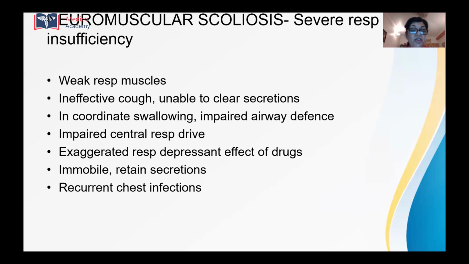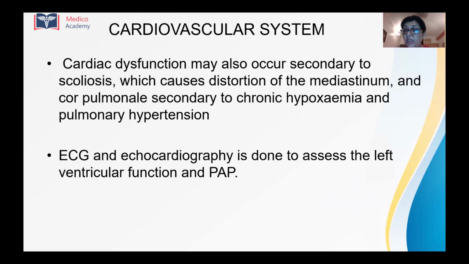Patients are immobile and they retain secretions and have recurrent chest infections. The cardiovascular system is less commonly affected, but it is more serious. Primarily, it occurs due to the changes in the structure of the mediastinum and secondary to the effect of the chronic respiratory insufficiency on the function of the cardiac system. Displacement or compression of the heart due to thoracic deformity may not allow an increase in the stroke volume. The minimum investigations should include an ECG and an echo to assess the left ventricular function and the pulmonary artery pressure.